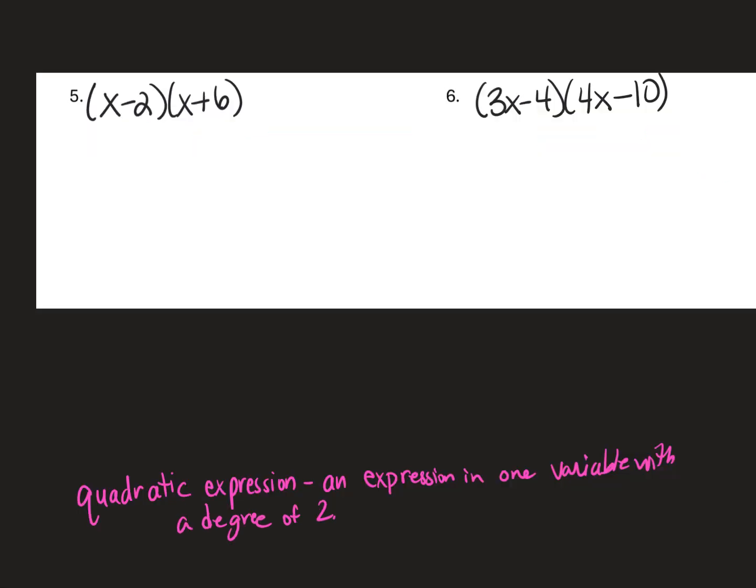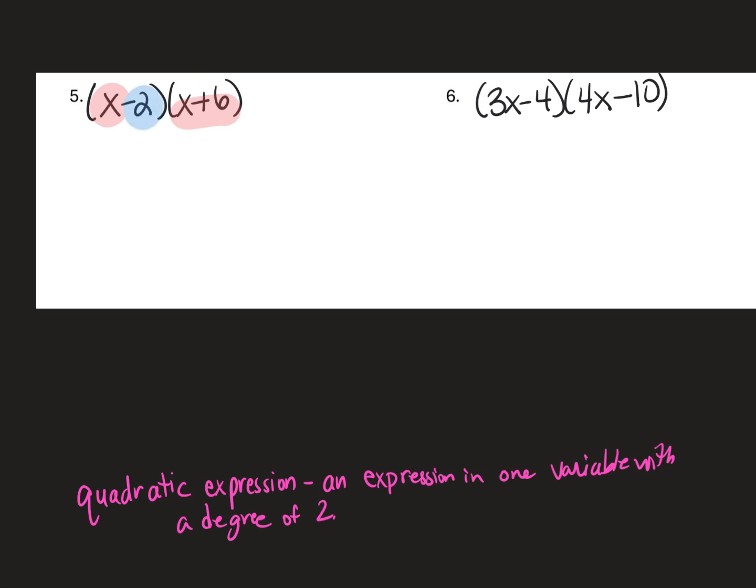For the next one, I'm going to multiply. Please do write down the definition. A quadratic expression is an expression in one variable with a degree of 2. So our largest exponent will be 2 for question 5 and 6. The book explains several ways to do this, and I really just want you to use one way, and that is to distribute. So we're going to multiply x times x plus 6.